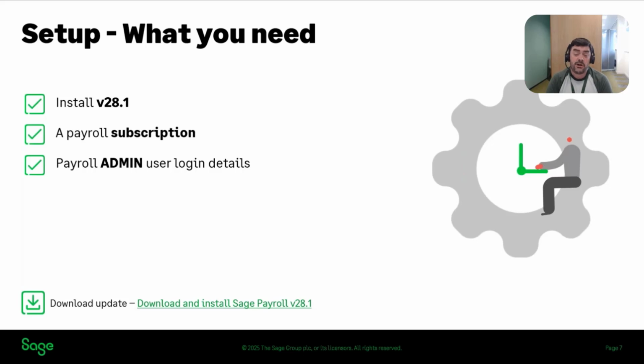You're also going to need to know your payroll admin user login details. Now, the default password for the admin user is pass, but if you have logged in as an admin recently, you will have been prompted to change that password to something else. So that will be required as part of the setup process, so make sure you know what that is.